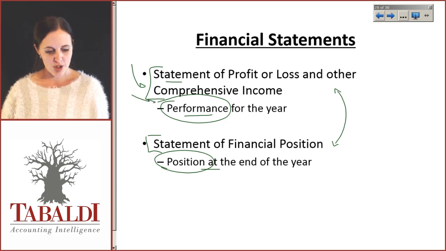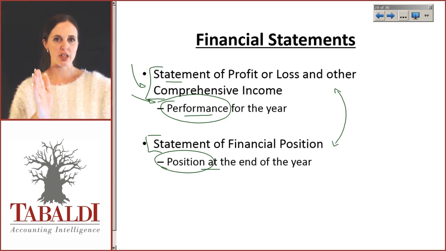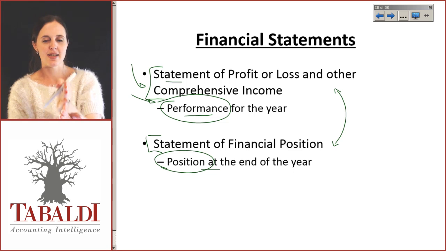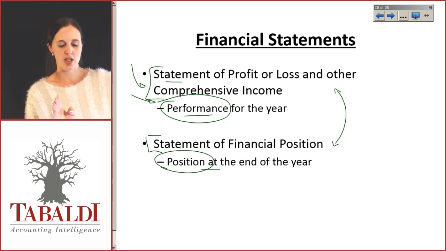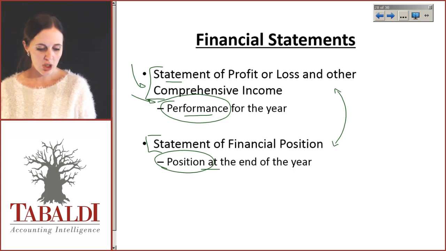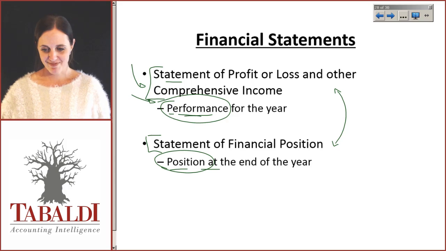Whereas your performance, your statement of profit or loss, tells you this is what happened on day 1 and 2 and 3 and 4 and 5, and it collects all of it up together, it adds it together, and it says at the end of the year your total sales for the year. So we'll get very comfortable with the difference between these two. This is your performance and this is about your position.